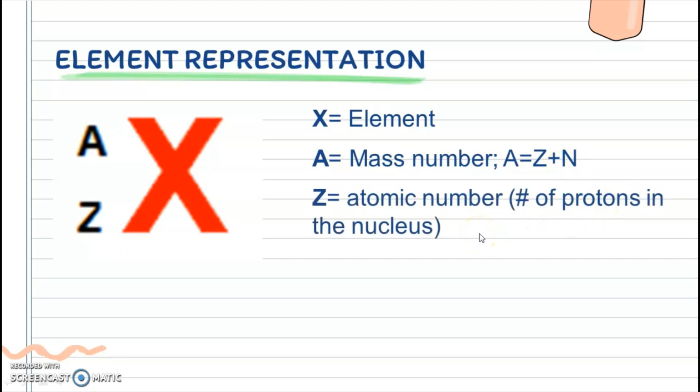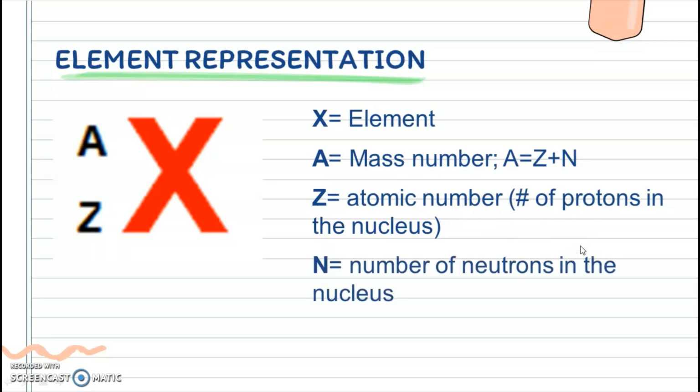So, si Z daw is yung number na nakasulat sa baba. Or siya daw yung tinatawag na atomic number, or the number of protons in the nucleus. And then we have N. Si N naman daw is yung number ng neutron sa nucleus. So, ibig sabihin, si mass number is the total number of protons plus the neutrons.